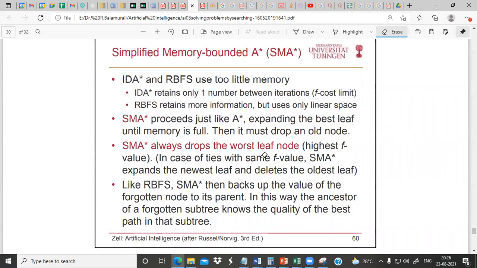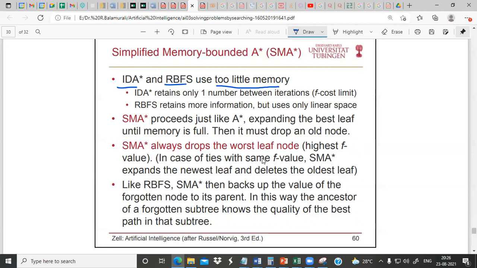So basically this is an improved version of the A star algorithm to reduce the memory. But there is an interesting drawback with IDA star and RBFS. You know what that is? IDA star and RBFS use too little memory. This also you cannot call efficient usage. Efficient usage means you have to use most of it, then only it is called efficient usage. Otherwise, it is not efficient usage.